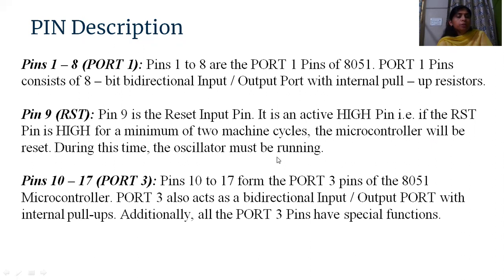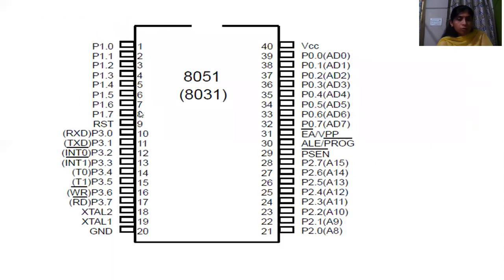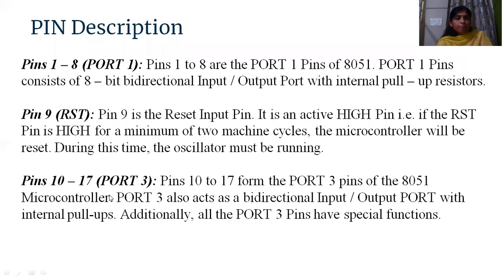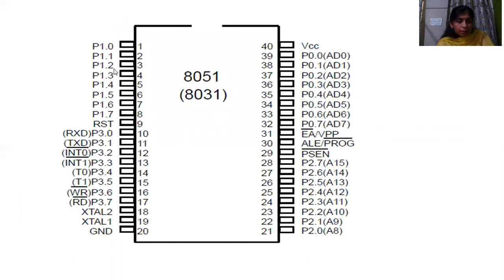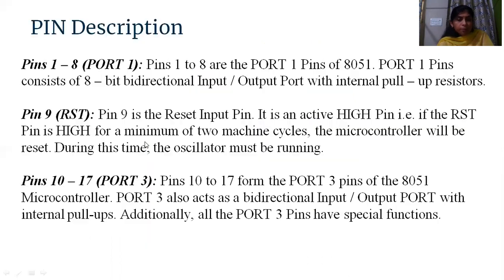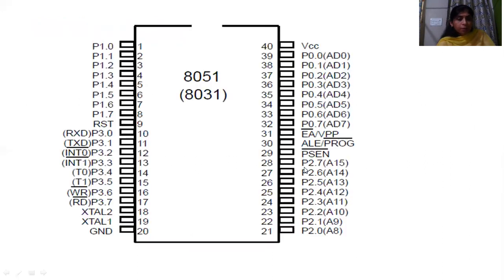During this time, the oscillator must be running. And for the oscillator, the 18th and 19th pins are provided. Then pin number 10 to pin number 17 is the port 3 pins. Port 3 also acts as a bidirectional input-output port with internal pull-ups. Additionally, all the port 3 pins have special functions.